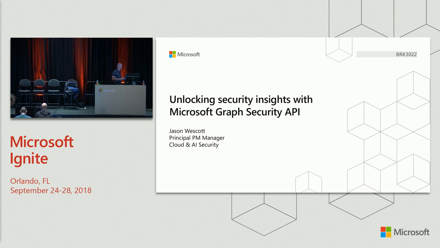That threat intelligence platform is used by all of our security products to help determine when things are bad IPs, bad URLs, file hashes, these sorts of things. But today, we're going to talk about the new Microsoft Graph Security API, which we just launched officially in GA on Monday.